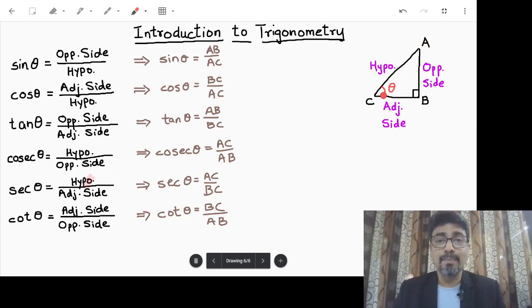So let us quickly define the six trigonometric ratios for this angle theta in triangle ABC. We have sine theta AB upon AC, that's opposite upon hypotenuse, cos theta BC upon AC, that's adjacent upon hypotenuse, tan theta AB upon BC, that's opposite upon adjacent, cosec theta reciprocal of sine, that is AC upon AB, sec theta reciprocal of cos, that is AC upon BC, and cot theta reciprocal of tan, that's BC upon AB.